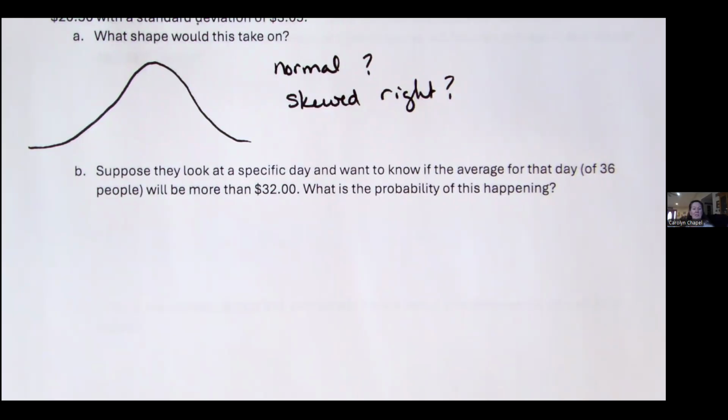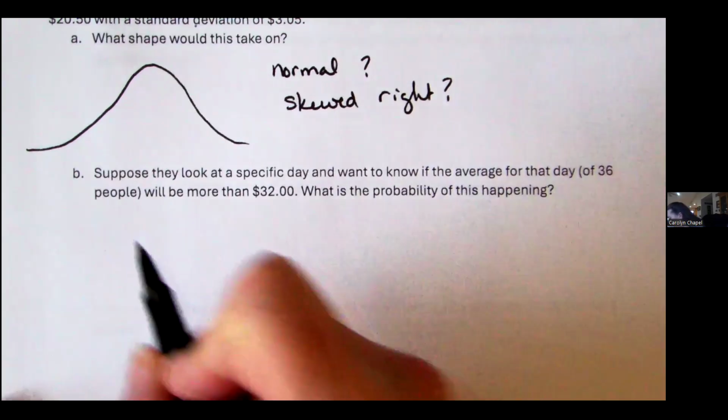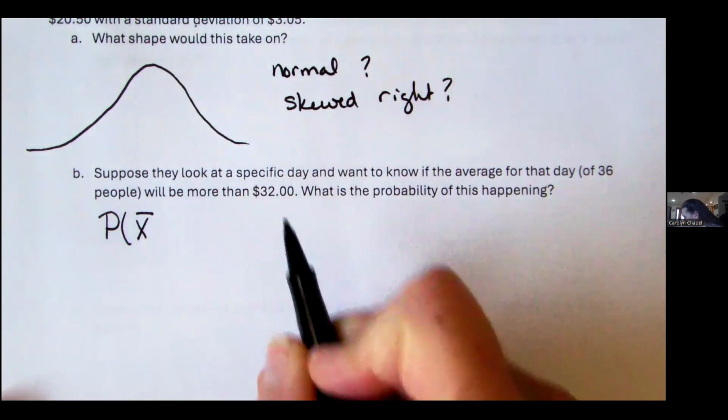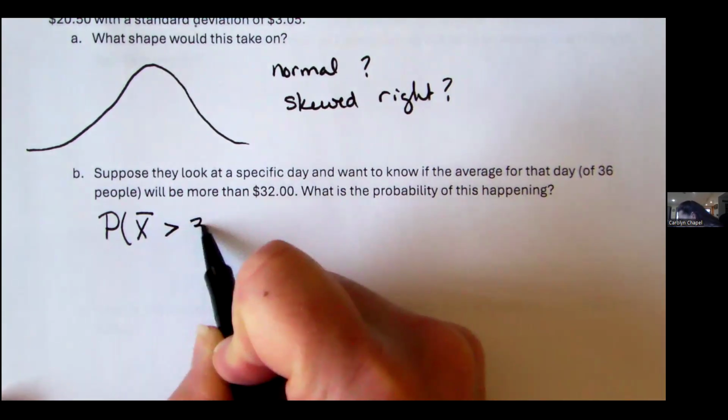But let's say we took a specific day and they want to know if the average for that day, and they did take a sample of size 36, would be more than $32. And we want to find what is the probability of this happening. So we're going to find the probability that X bar is bigger than 32.